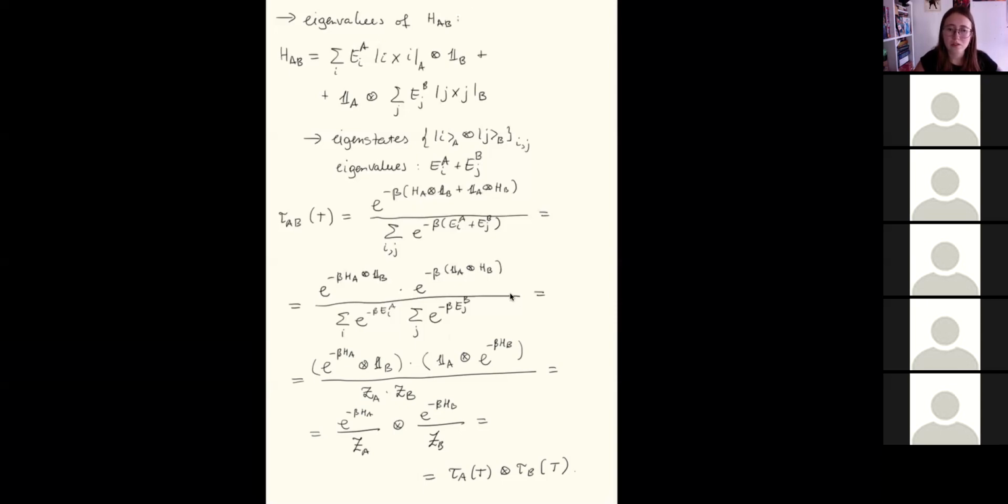And of course, this is easily generalized for the case of n systems. So for example, if you have n systems which do not interact, and you want to write a thermal state on those n systems jointly, you can just write a thermal state for each system individually and take their tensor product. So this was a composability feature of thermal states.